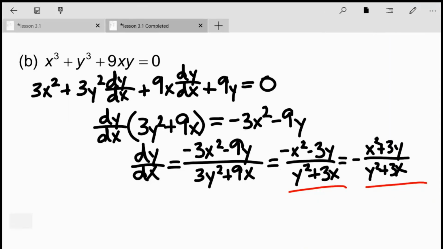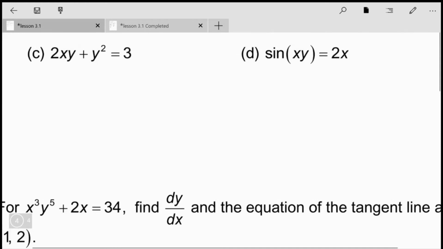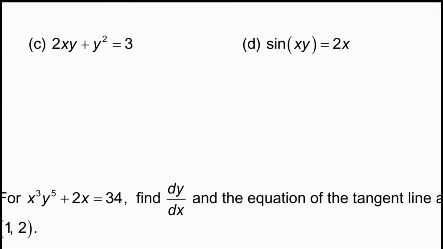Okay, so let's take a look at a couple more examples. So over here, I've got two more that I just want you to try. So I want you to work both of these. So pause the video, work through both of them, try to isolate dy dx, and then when you're done, unpause the video and I'll show you the solutions.